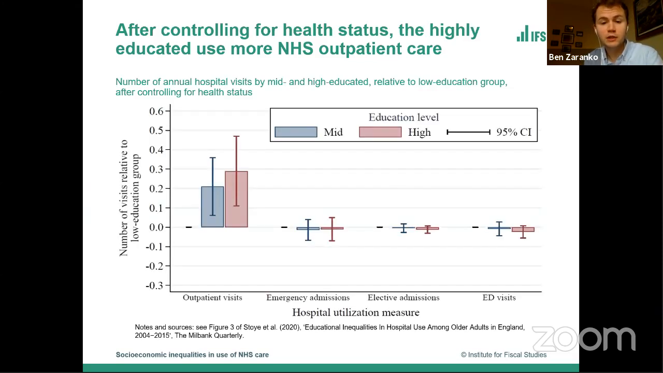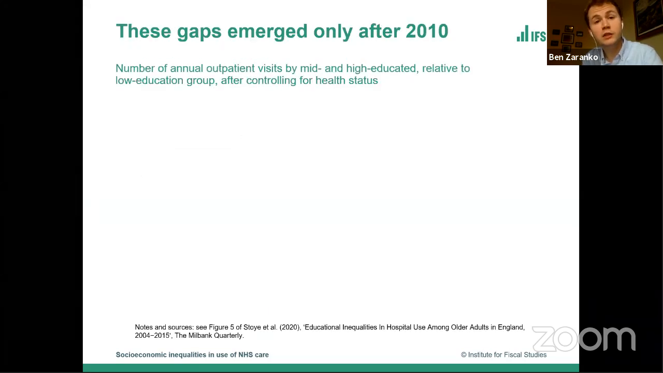So splitting here between different types of care, you can see on the left-hand side that the more educated are using more outpatient care than their less educated peers. But there were no socioeconomic differences in the use of elective or emergency inpatient care or in visits to A&E, the emergency department. And we can then dig deeper within this and we look at how this might have changed over time. So we examine the period before 2010 and the period after 2010 separately.